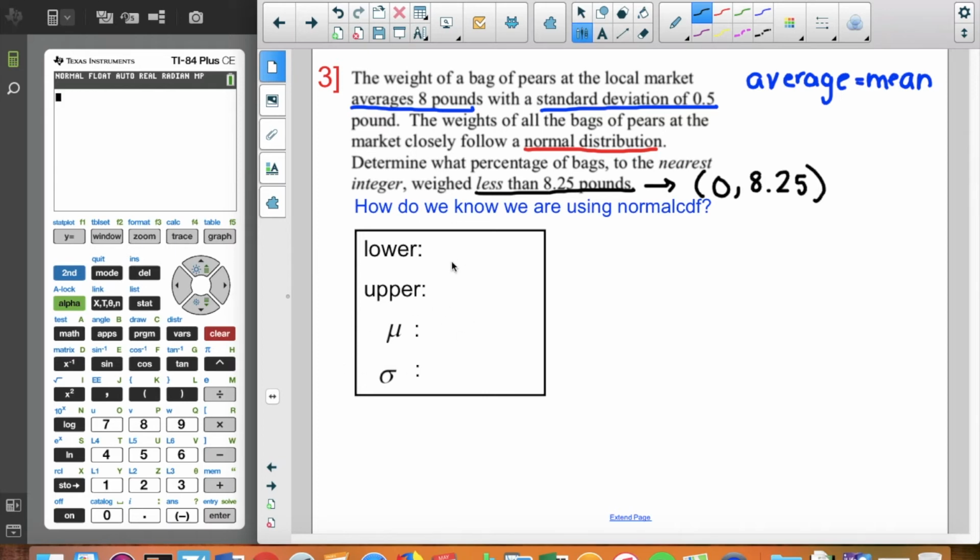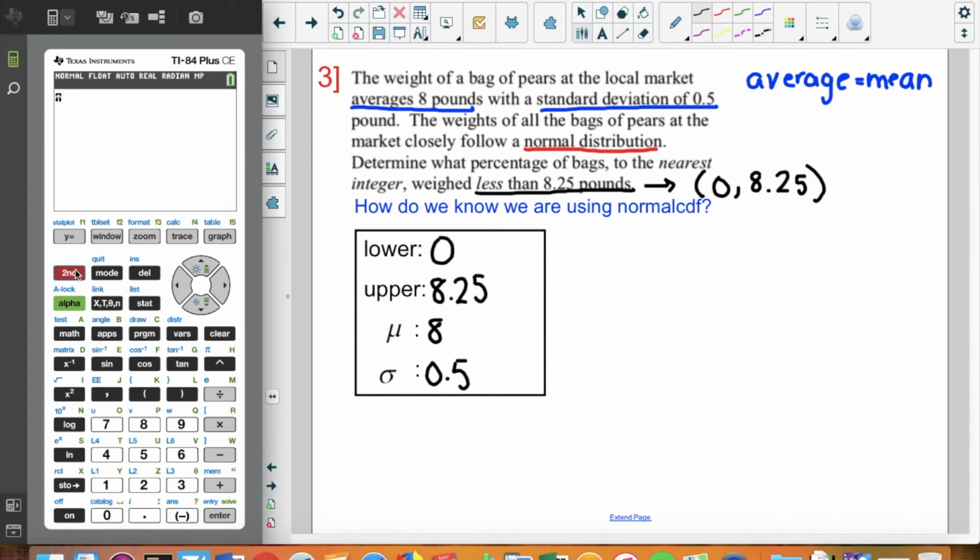So let's fill in this information. The lower is 0. The upper is 8.25. The mean is 8, and the standard deviation is 0.5. So let's go to our calculator, go to normal CDF, and type it in.